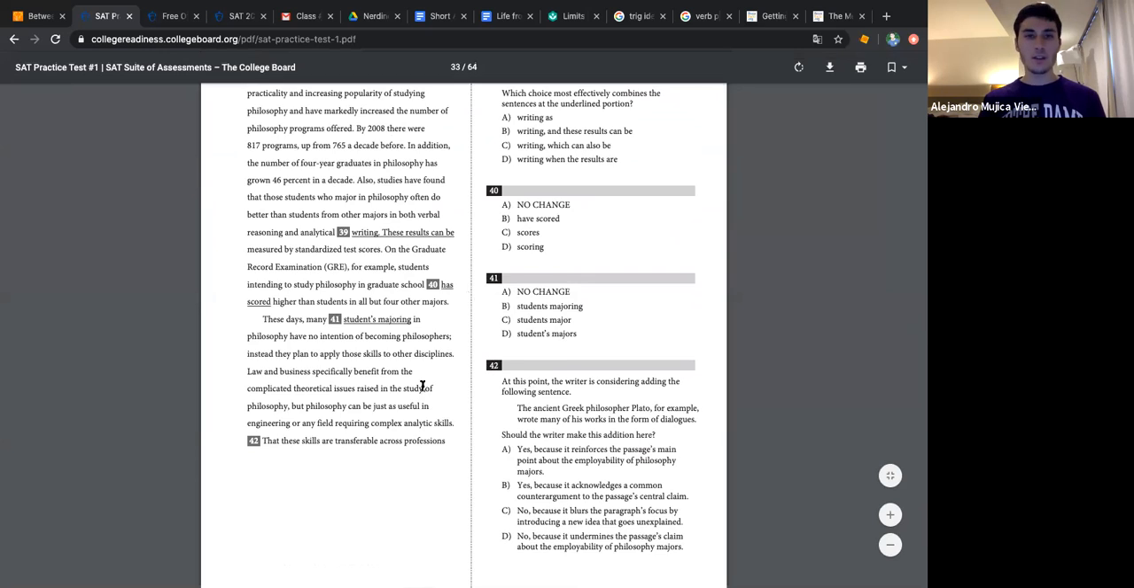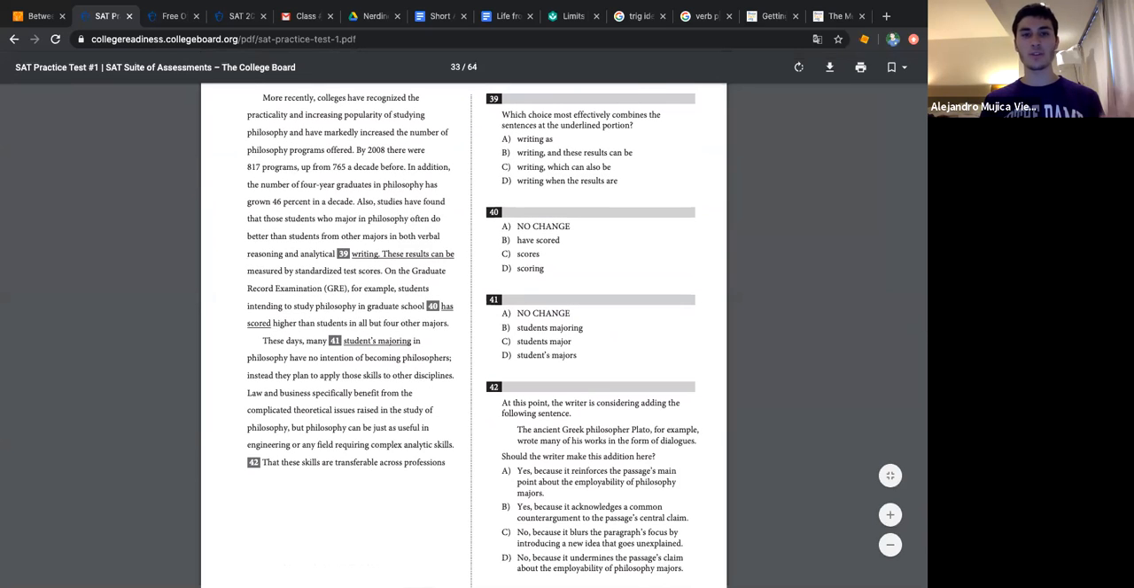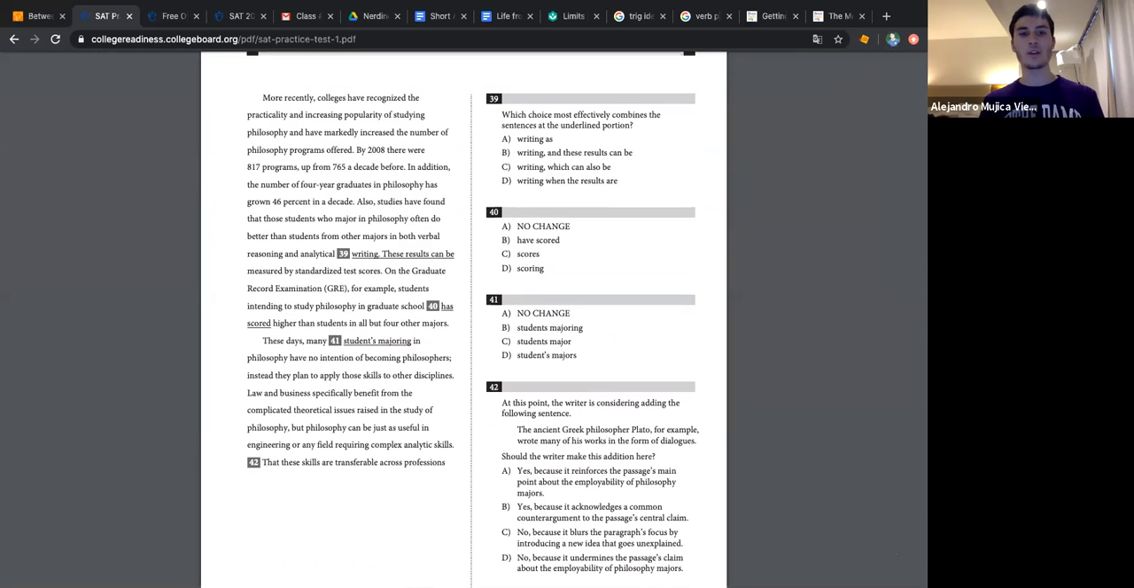More recently, colleges have recognized philosophy's practicality and increasing popularity. By 2008, there were 817 programs. In addition, the number of philosophy graduates... So this is also all talking about how philosophy is increasing in importance. Studies have found students who major in philosophy often do better than students from other majors in both verbal reasoning and analytical writing.